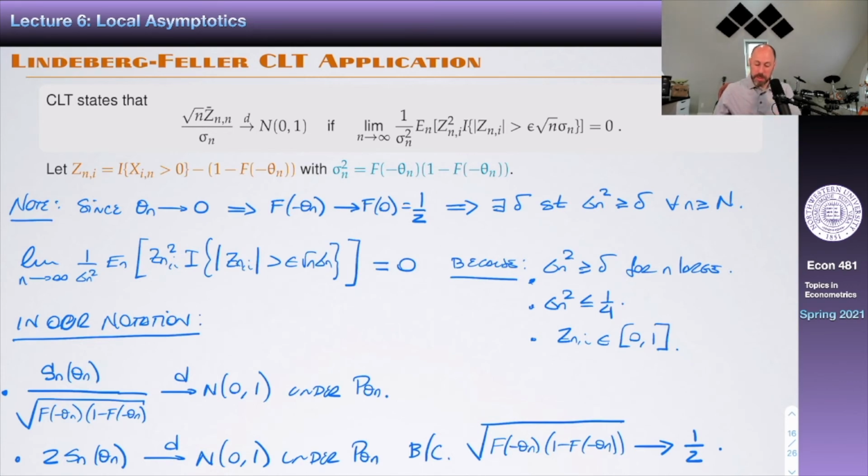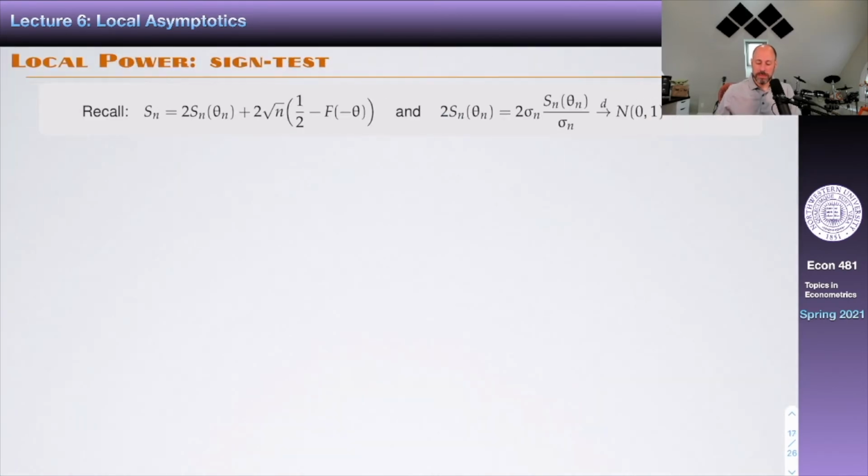Okay, we are almost there. But are we all good now? So now we are here. Local power of the sign test. This is our connection between the sign test statistic and the remaining objects. And then we just show that 2 times Sn(theta n), which you can write like this, converges to a normal.